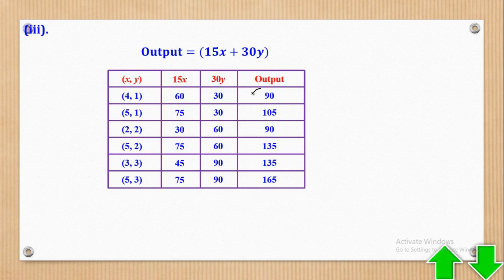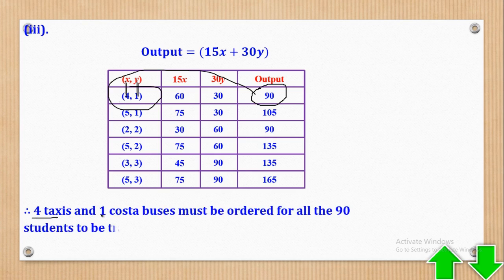So what we need is this 90, because they are 90 students. So we shall come to this 90 corresponds to this coordinate of (4, 1). So 4x and 1y. Remember, x was the number of taxis and y was the number of coaster buses. Therefore, what is required are 4 taxis and 1 coaster bus. So basically that's what they wanted.